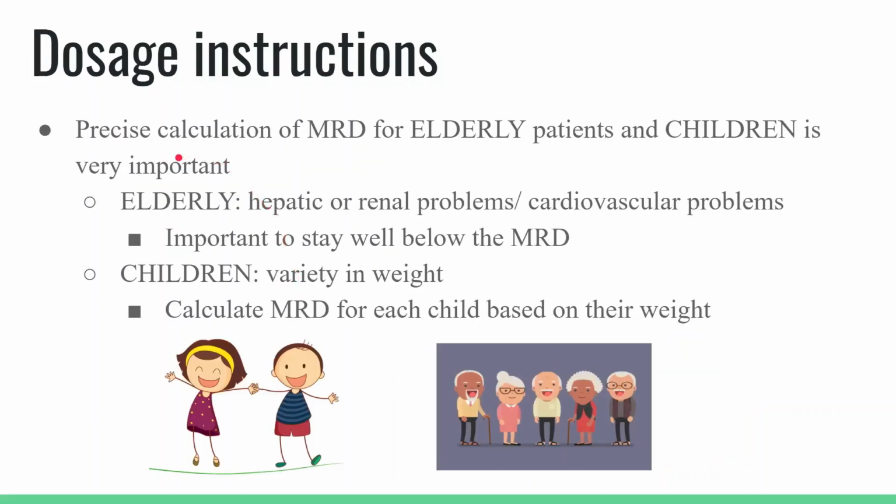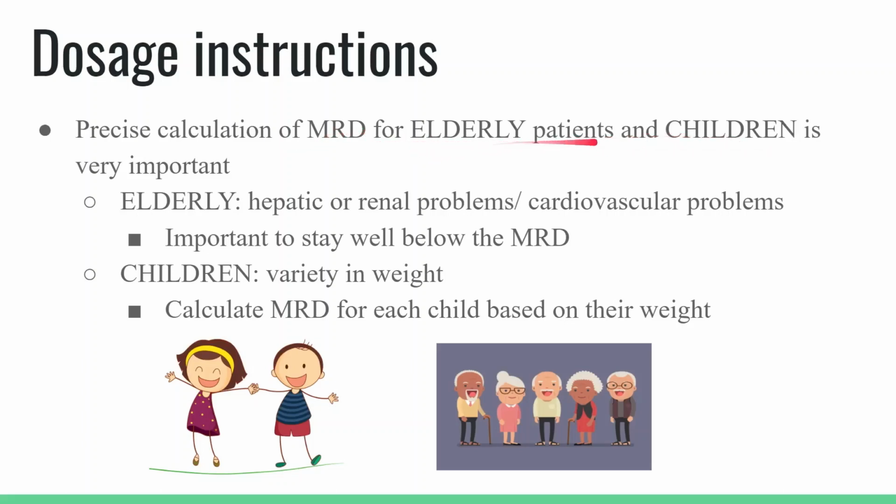So we talked about healthy adults, and we said that we calculate the dosage, we consider 150 pounds to be their weight, regardless of what their weight is, right? 150 pounds is the general guideline. It's the healthiest guideline that we use. Now, there needs to be precise calculation of the maximum recommended dose for elderly patients and children.